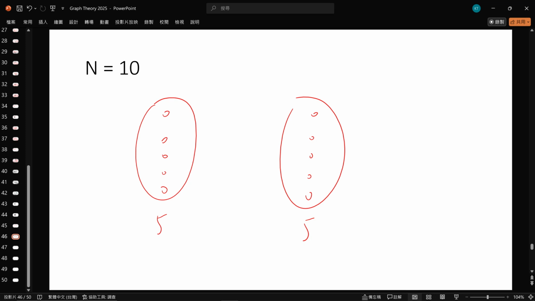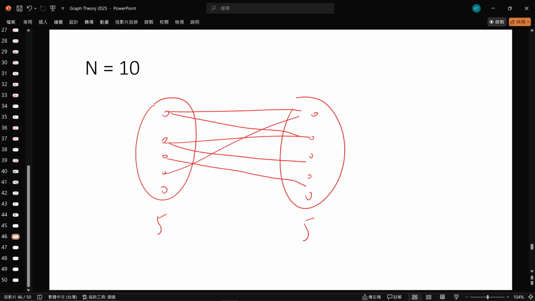Okay, so the way we're going to add edges is the following. We will not add edges within these two sets. All these edges are connecting these two sets. So we have 5 and 5 there. We're going to add as many edges as we can between these two sets.